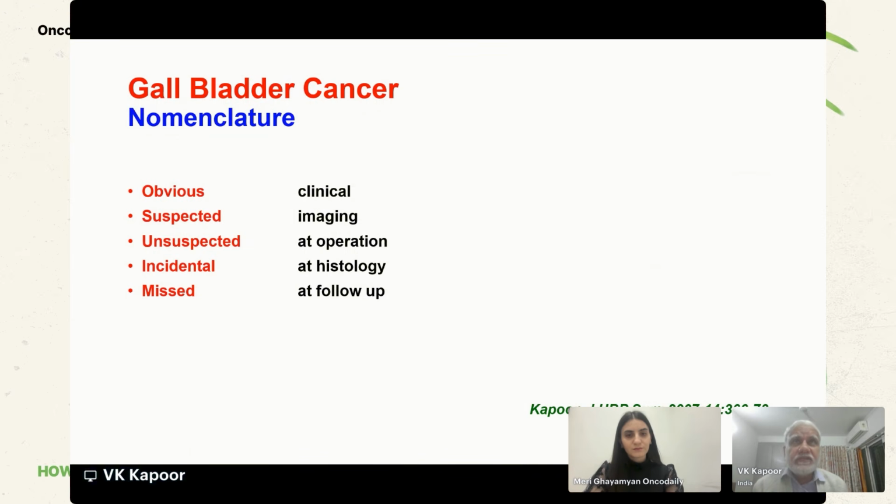And sometimes we see patients who have had cholecystectomy whose biopsy also was negative, but after a few months they come back with a recurrence because early gallbladder cancer was missed even by the pathologist. So this is what we call a missed gallbladder cancer.